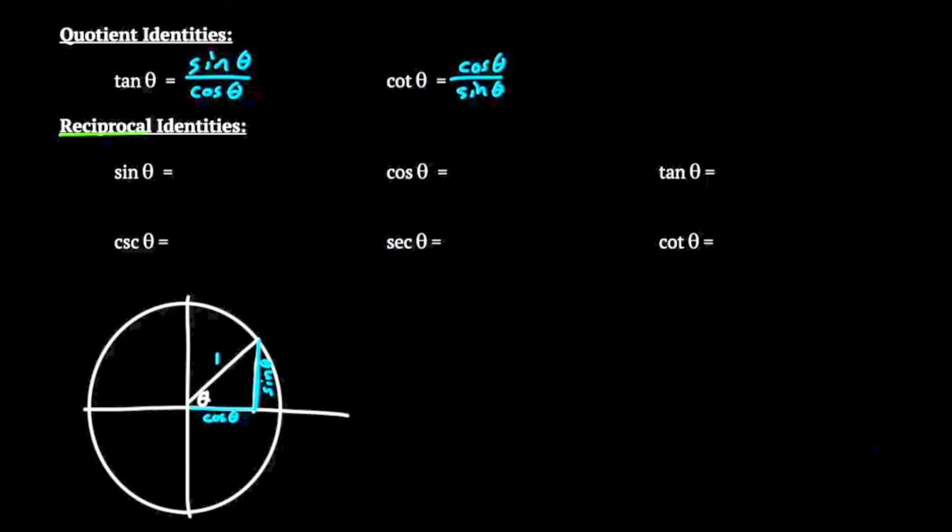And speaking of reciprocals, we've been using these identities for quite a while. We know that sine is the reciprocal of cosecant, so I'm going to represent that by writing 1 over cosecant.